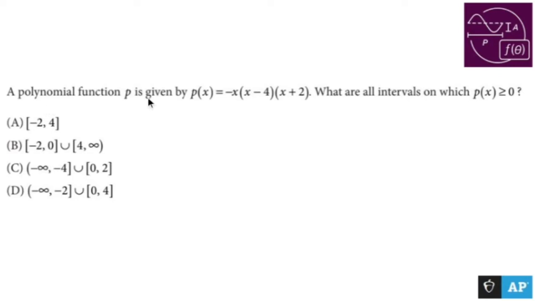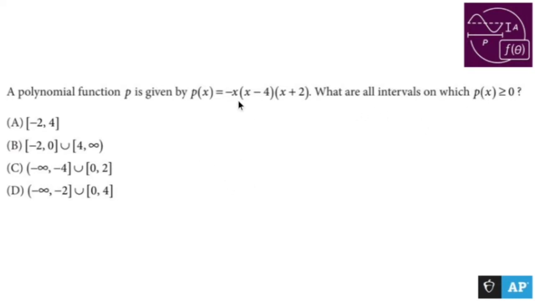A polynomial function p is given by p of x equals negative x times the quantity x minus 4 times the quantity x plus 2. What are all intervals on which p of x is greater than or equal to 0? Well, basically what I want to do is find everywhere here where I have a positive function.